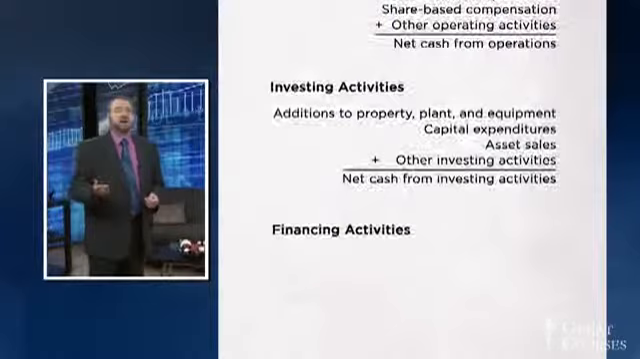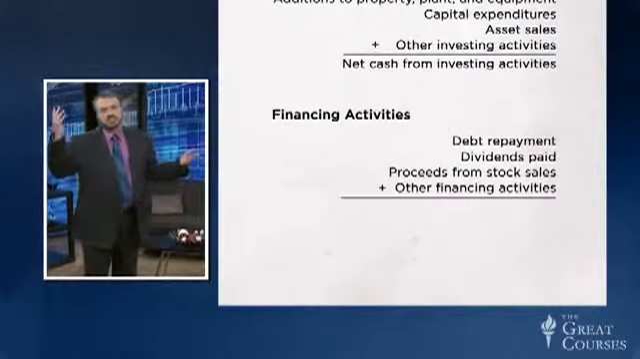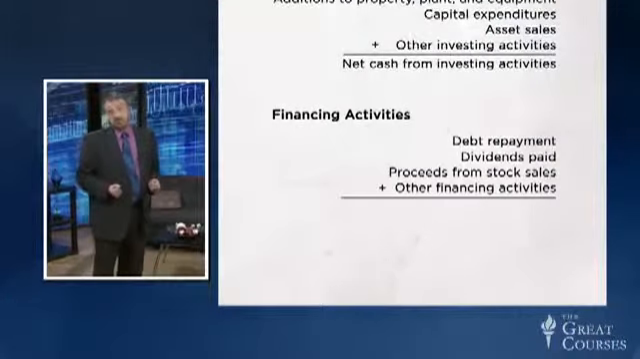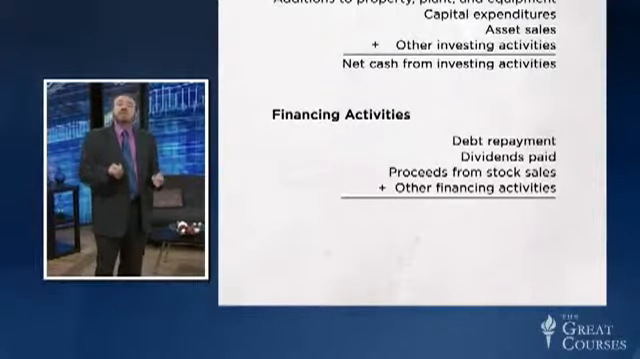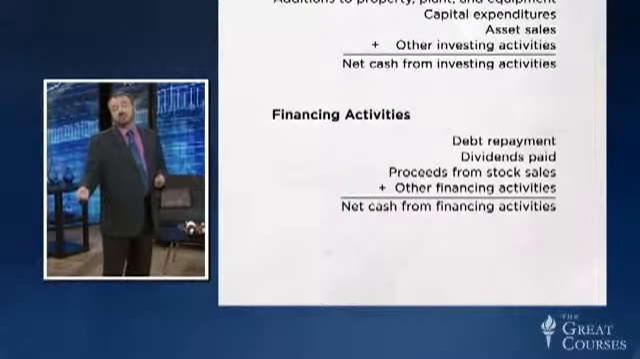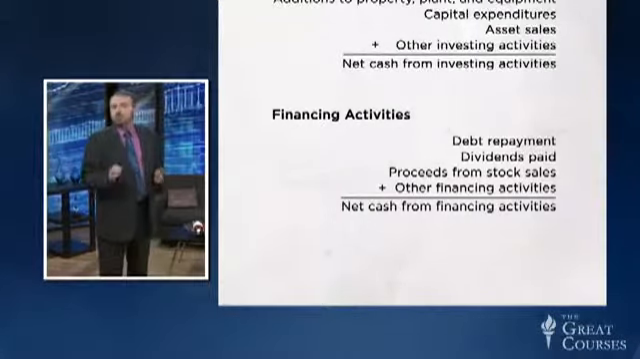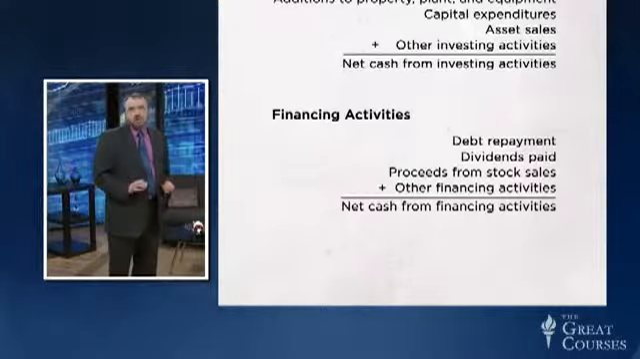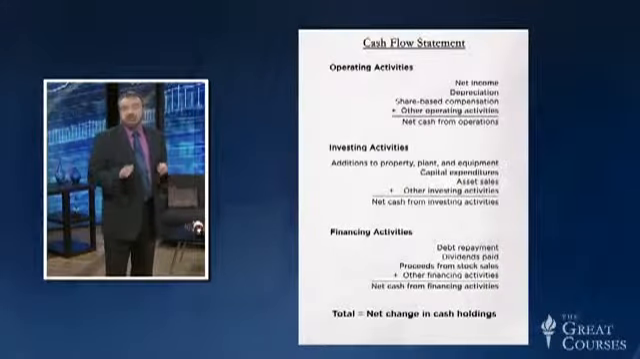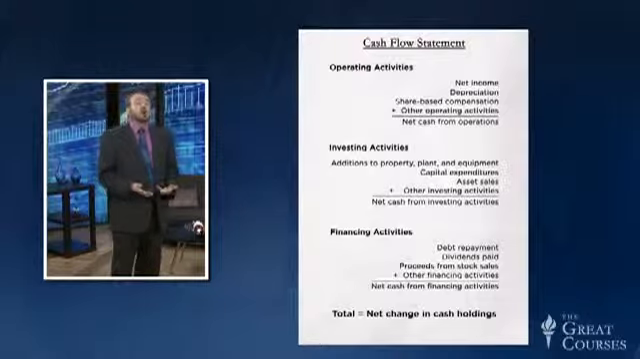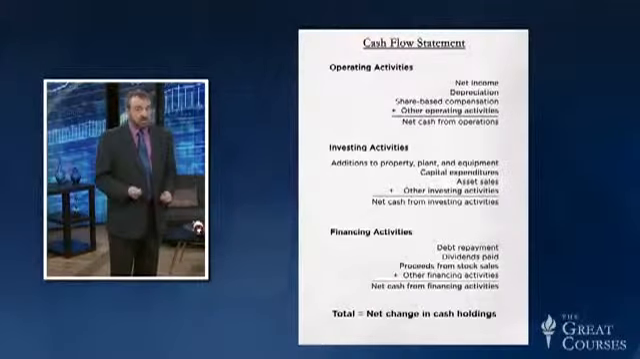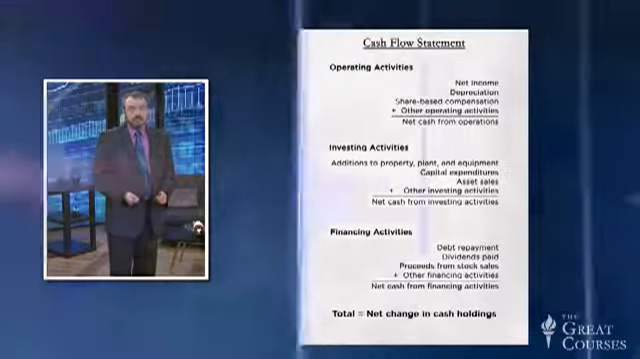We won't take the time to go through the third component, financing activities. We'll just note that you'll find things like debt repayment, dividends paid, and proceeds from stock sales here. The result will be net cash from financing activities. After we add the three components of the cash flow statement, we get the net change in cash holdings. It's the total cash change in the company's balance sheet during the period.